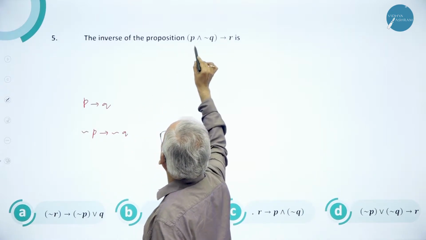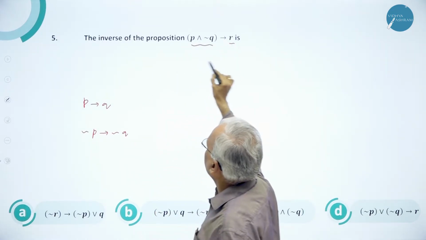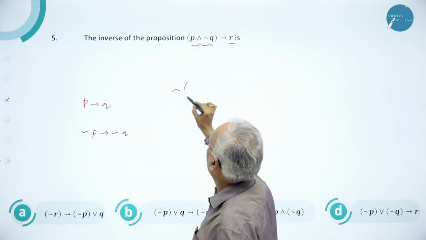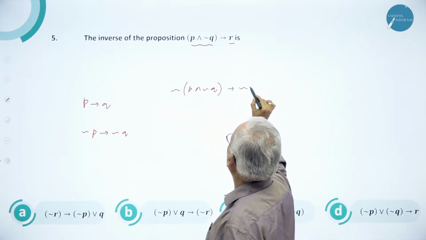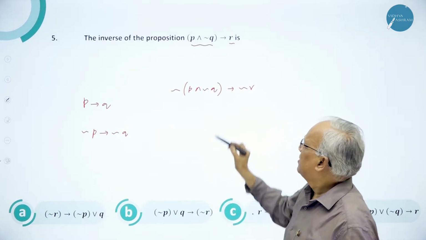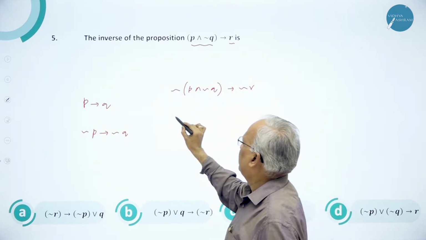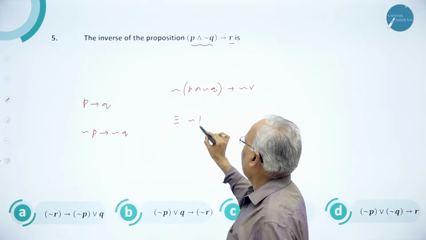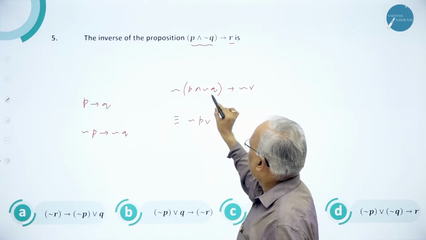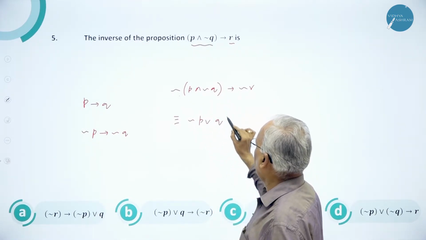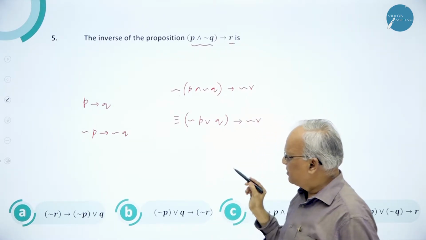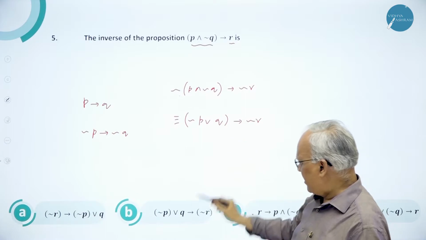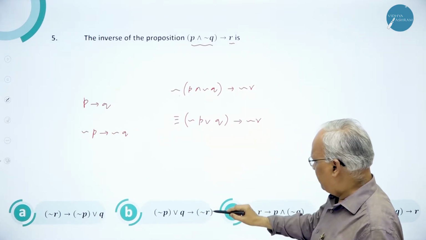This is your P, this is Q. So the inverse of this is negation of P and not Q implies negation of R. This is the inverse. So you can simplify this further. This is equivalent to negation P disjunction, negation of negation Q is Q, that implies negation R. Therefore, the inverse is, now you search for the answer, negation P disjunction Q implies negation R.